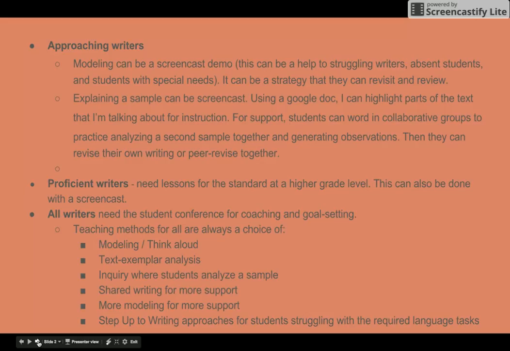You're modeling and thinking aloud. You're using text exemplars and analyzing them. And you're giving students samples for student groups to analyze. You call it inquiry. You may do shared writing for students who need more support, additional modeling, or even using Step Up to Writing approaches for students struggling with language demands.